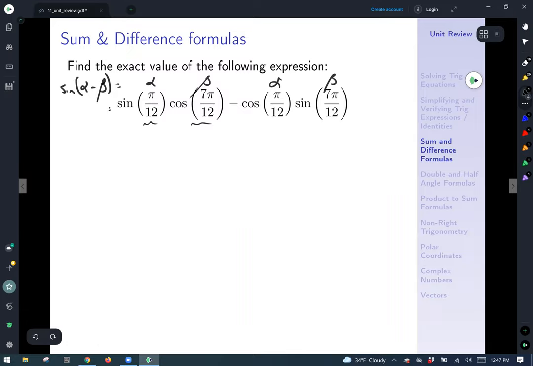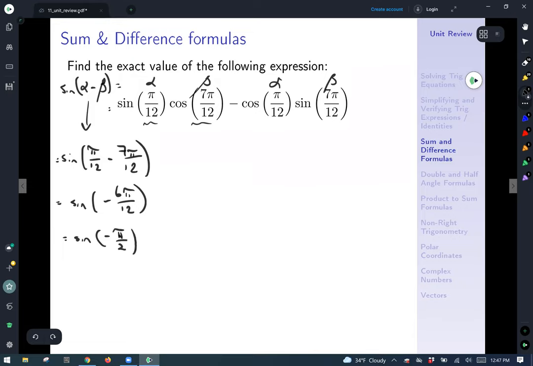Well, I could say, all right, let's fill in alpha and beta in this left-hand side formula. Sine of alpha is pi over 12, minus beta is 7 pi over 12. And so what does that give us? Well, that gives us sine of negative 6 pi over 12. Hey, that seems kind of okay because that becomes sine of negative pi over 2. And sine is the y coordinate on the unit circle at negative pi over 2. It's going to give us negative 1. So we just turned that whole thing into negative one in a relatively slick method by applying the sum or difference formula.